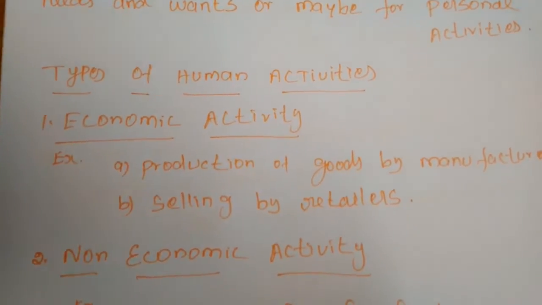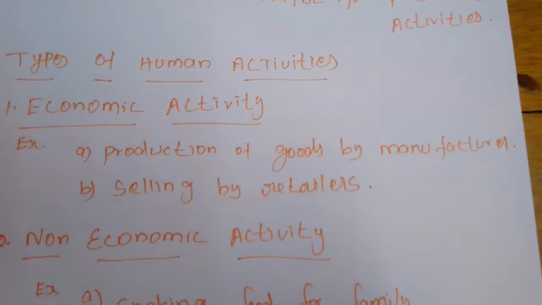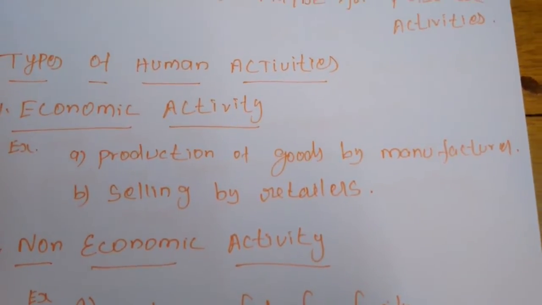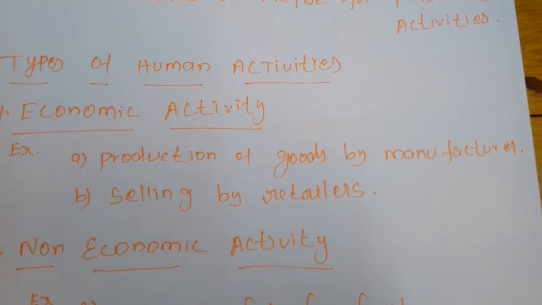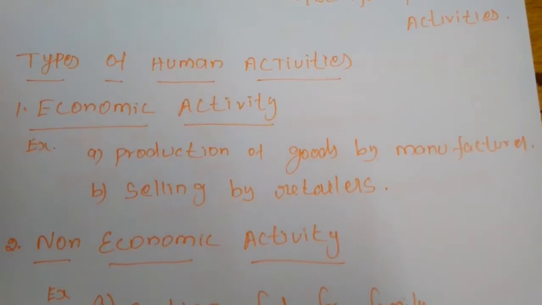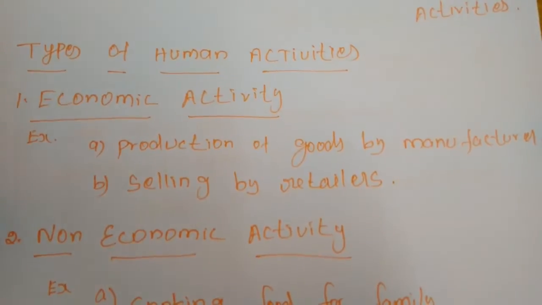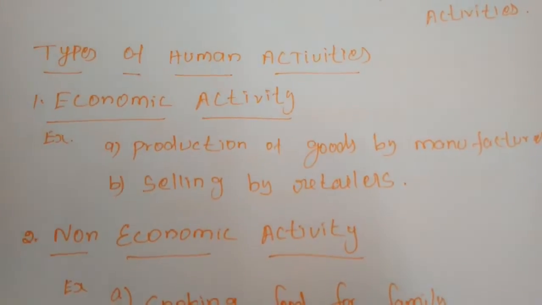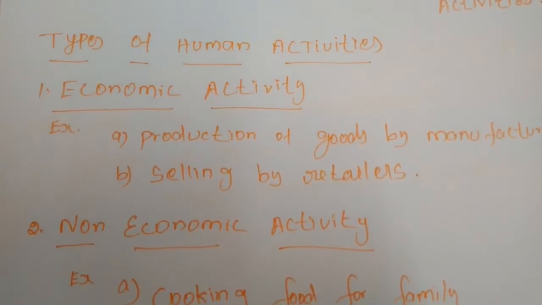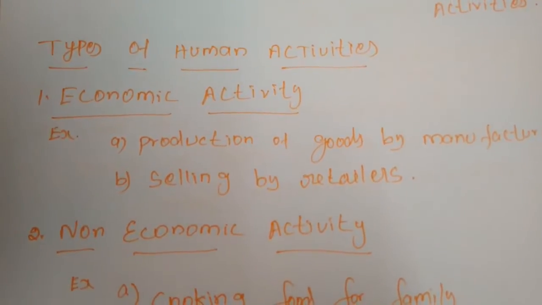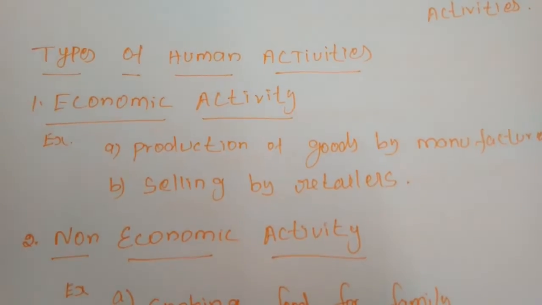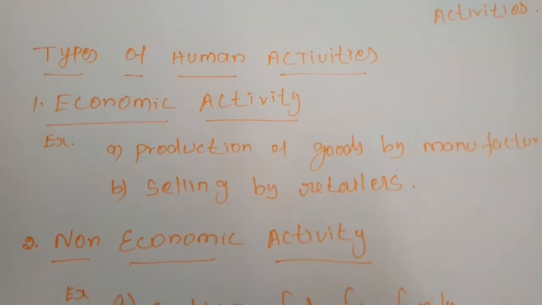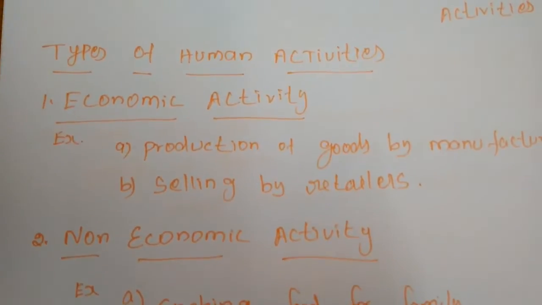For example, production of goods by a manufacturer. The manufacturer is producing the goods for what? For the purpose of earning money. Next, the retailer, meaning the seller, is selling some products for what? By earning money. Some distributors purchase the commodity from the wholesaler and sell to the retailer, for the purpose of earning money.